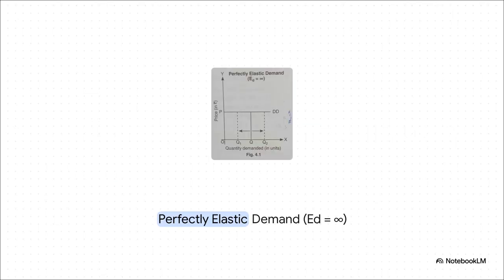On the exact opposite extreme is perfectly elastic demand, where elasticity is essentially infinite. Here, we're looking at a perfectly horizontal curve. In this theoretical scenario, infinite demand exists at one specific price. But if that price rises even a tiny fraction, demand instantly drops to absolute 0.